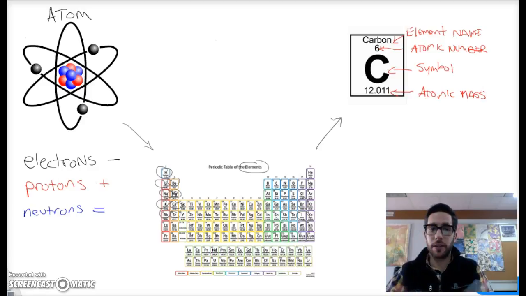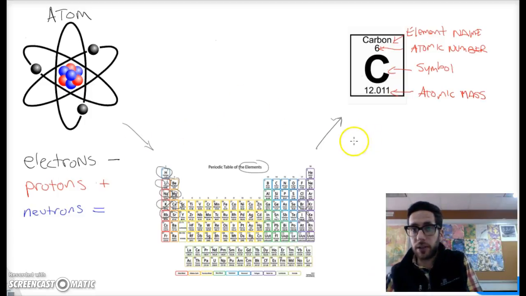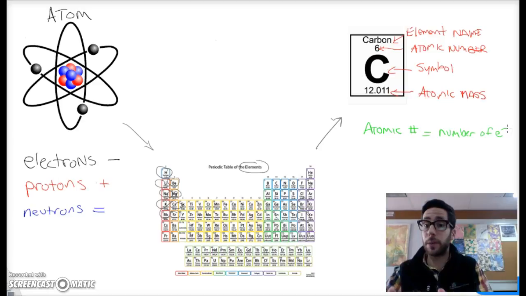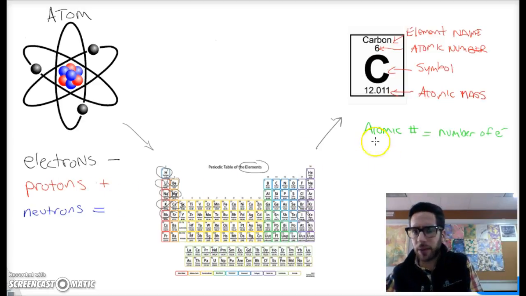Now, let's talk about how this relates to protons, electrons, and neutrons. The atomic number is not just randomly generated. The atomic number is equal to the number of electrons, and that's super important for you to know. That will help you when you're determining some of those values.